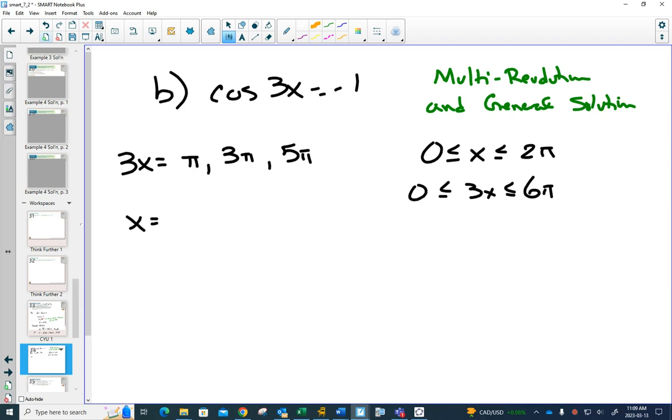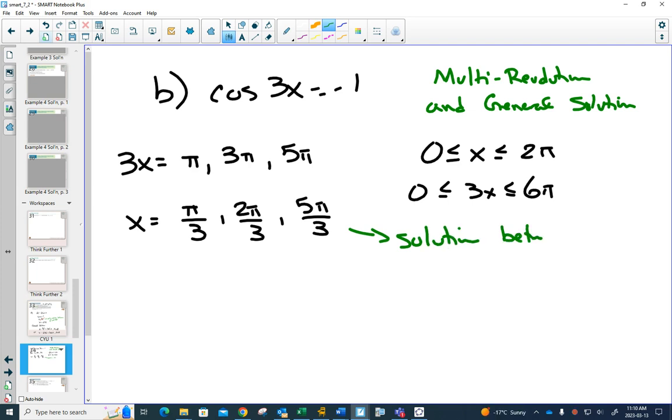Solving for x, then, we would take each of our answers and divide by 3. These are our solutions between 0 and 2 pi.